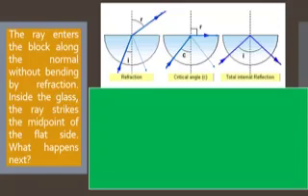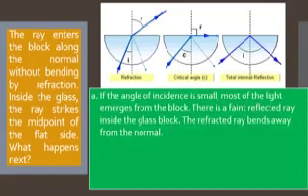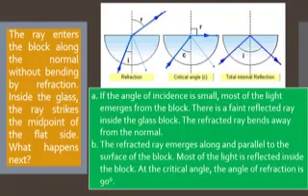In the first illustration, if the angle of incidence is small, most of the light emerges from the block. There is a faint reflected ray inside the glass block. The refracted ray bends away from the normal. The second illustration shows that the refracted ray emerges along and parallel to the surface of the block. Most of the light is reflected inside the block. At the critical angle, the angle of refraction is 90 degrees.